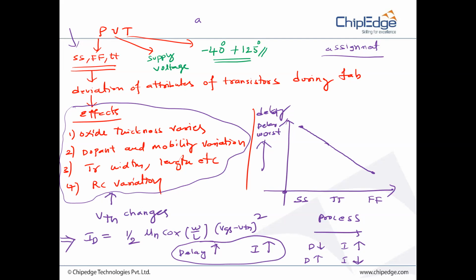What happens to the delay with respect to voltage? We'll see. Why am I explaining this? This is all about multi-mode, multi-corner. So what happens to voltage? What happens to delay? Low voltage, high delay.